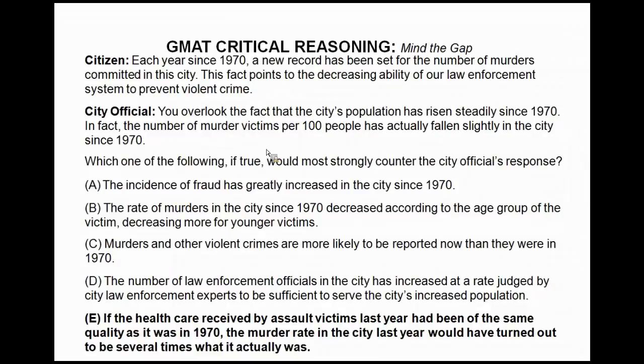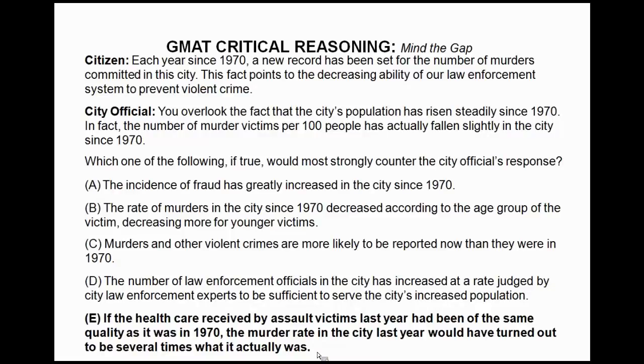But if you know what you're looking for, it's a weaken question, and so you're looking for something to exploit the fact that, hey, wait a second, murder and violent crime aren't the same thing. Then you'll read further and realize that, hey, if the health care received by these assault victims had not been of the same quality, the murder rate would have been a lot more. Which means, hey, you didn't prevent the violent crime. You were just lucky that the victim didn't die, and that's no fault of your own. He was still savagely stabbed, beaten, whatever. Then you didn't prevent the violent crime. You just got lucky on one rate.